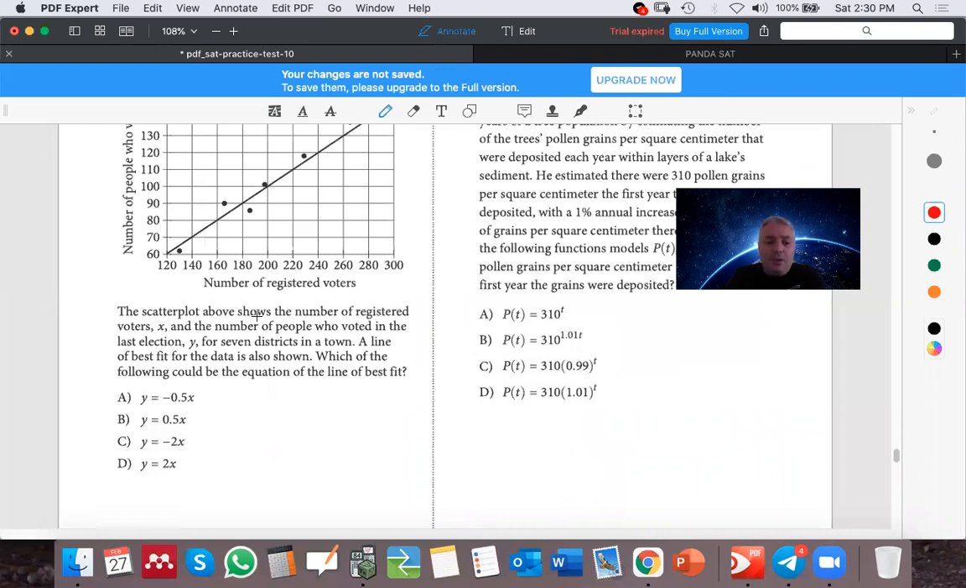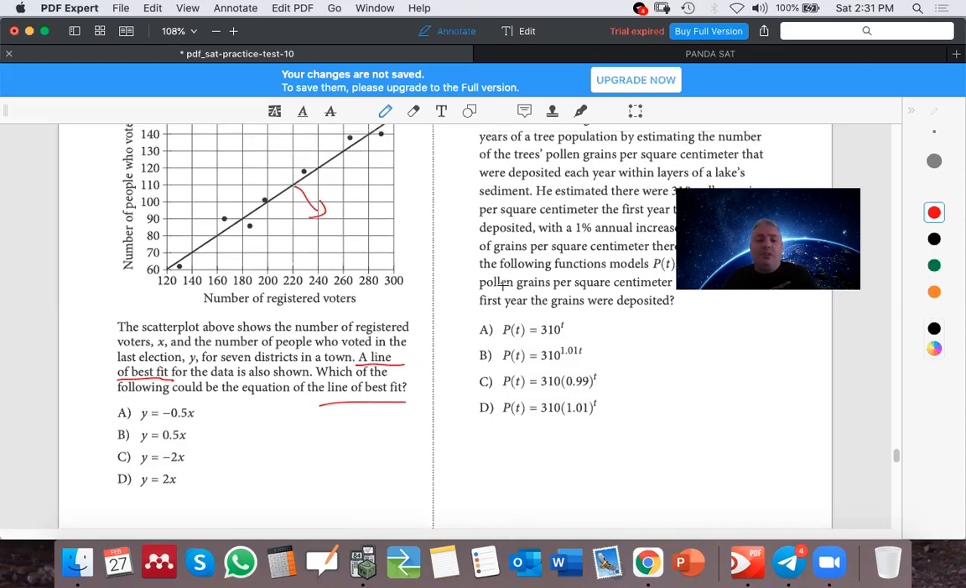The scatter plot above shows the number of registered voters, x, and the number of people who voted in the last election, y, for 7 district attorneys. So it is important for us. A line of best fit for the data is also shown. Which of the following could be the equation for the line of best fit? Which one could be the equation of this?